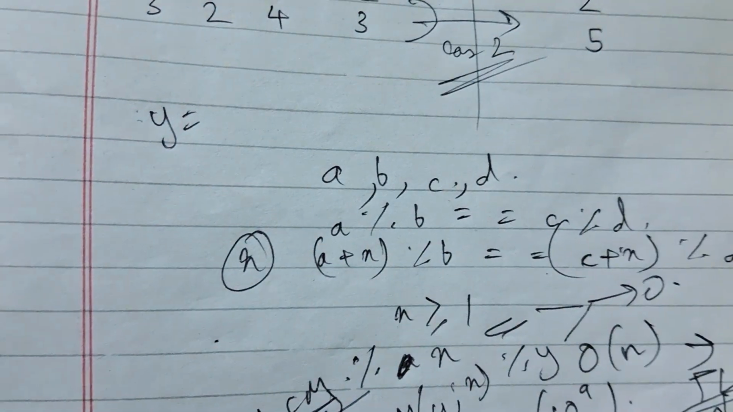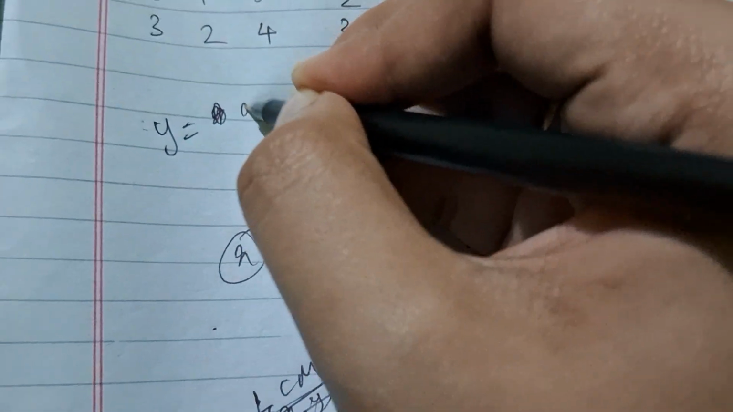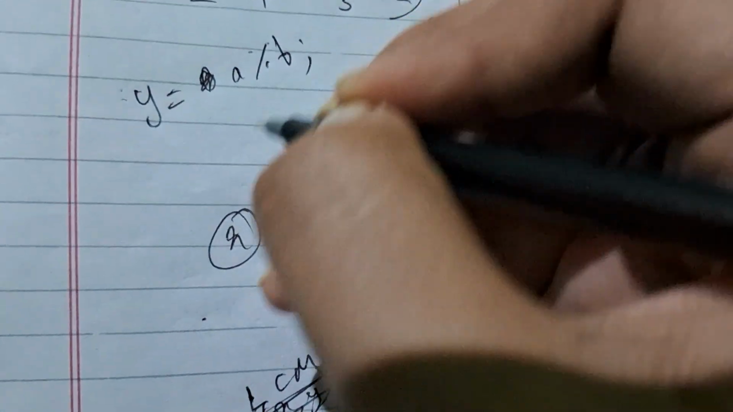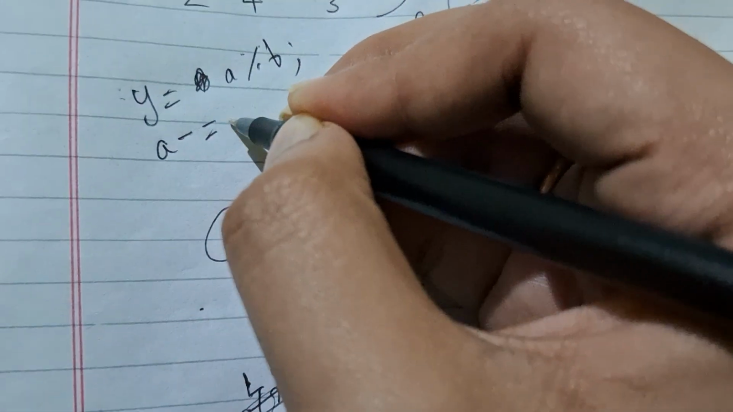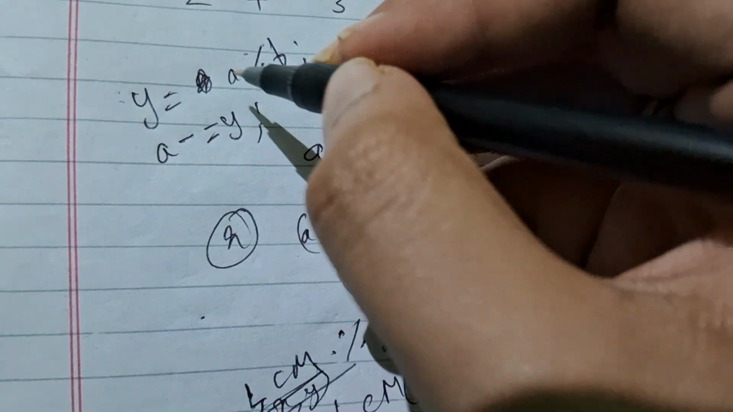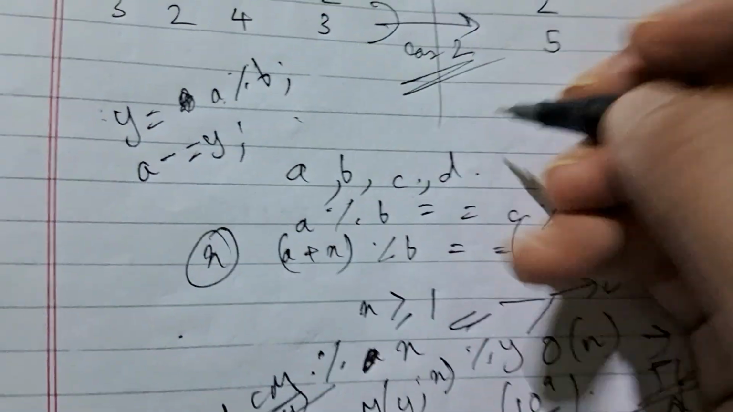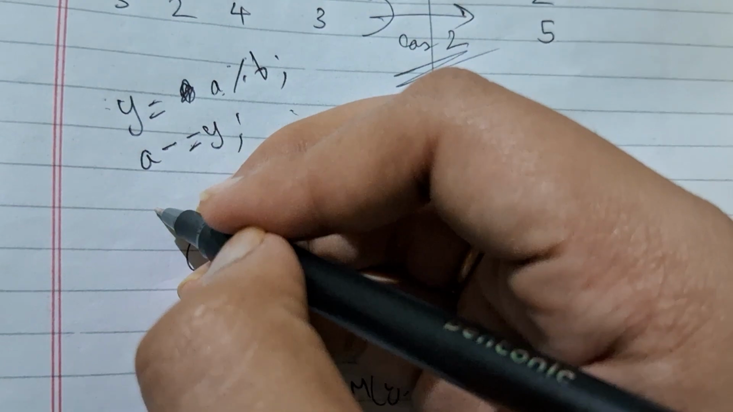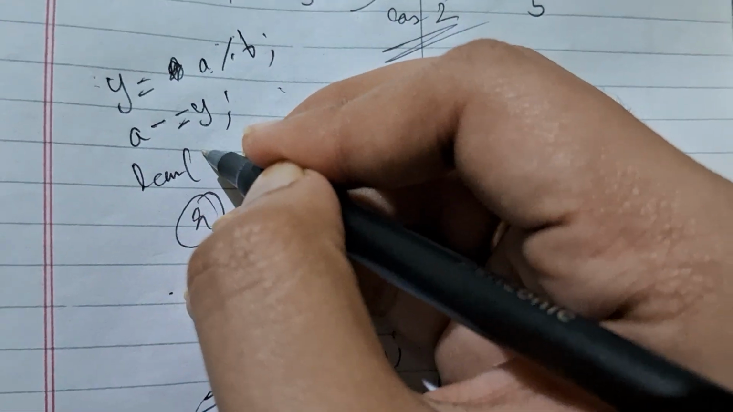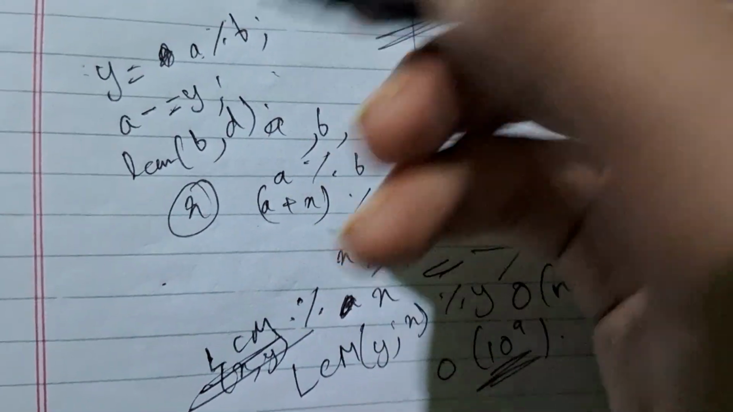So what is Y? Y is equal to A mod B. Now remember one thing, if I take away Y from A, then what is A mod B? After this, A mod B becomes 0. Okay, so once we have done with this, then we have to find the LCM of B and D. Okay, you know how to find it.